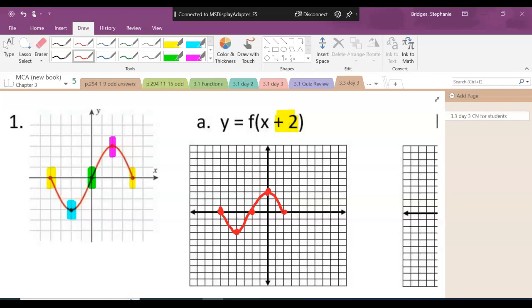So try B then. What movement should B have? It has a plus 2 on the outside of the function, so that means it's going to go up, what? Up 2. So go back to your original one, and then shift each point up 2.